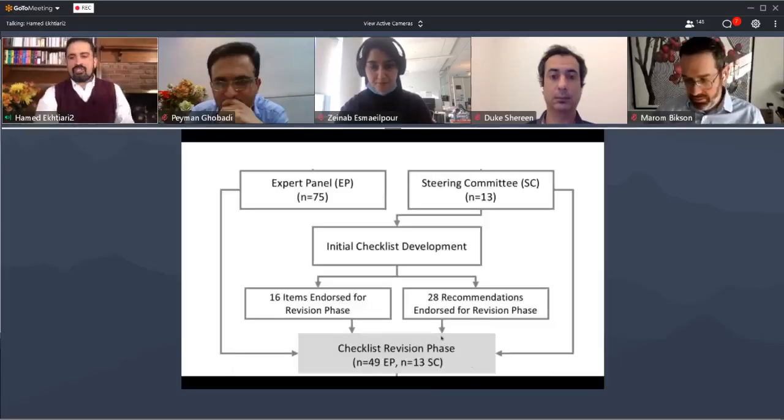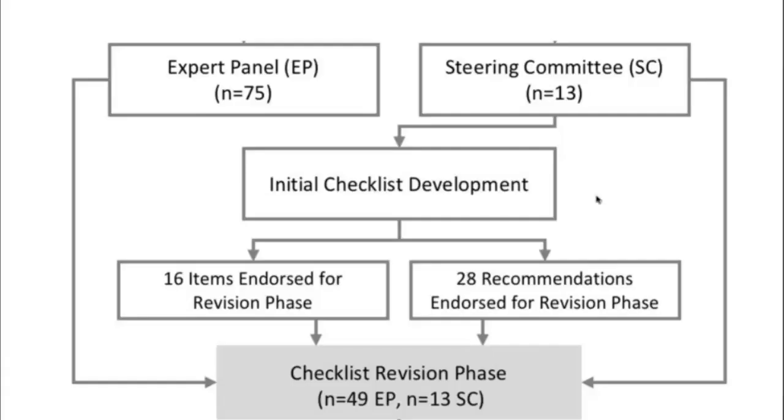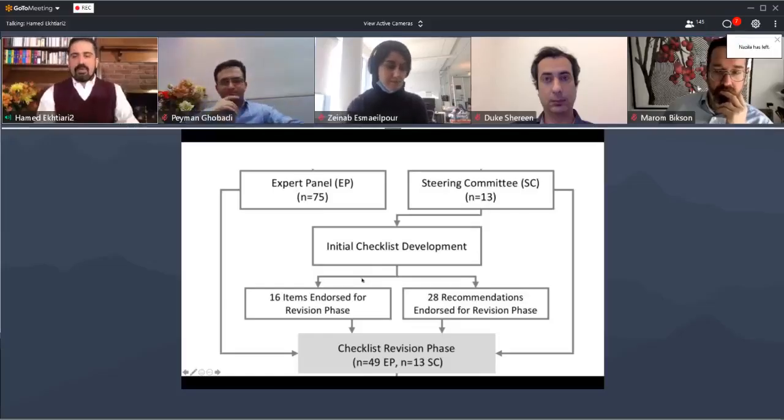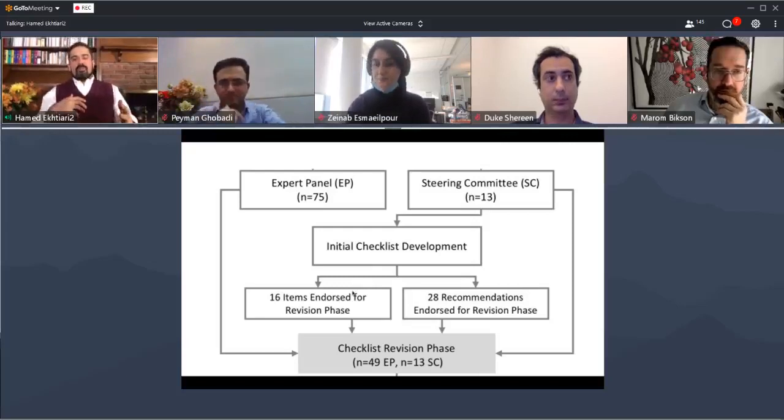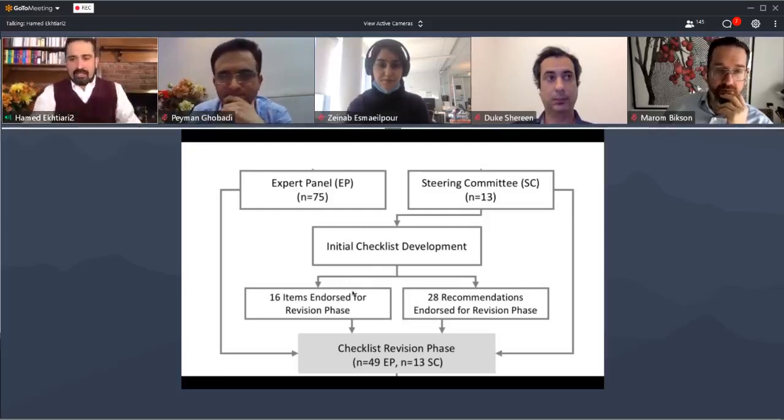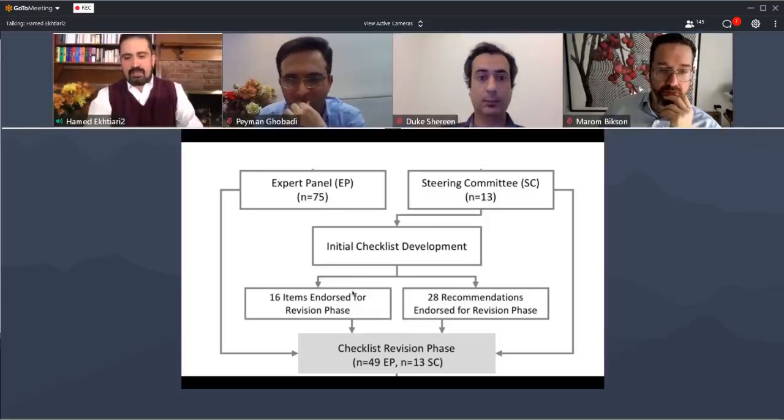And then we developed an initial draft of the checklist within the steering committee in terms of the items that have to be reported, and also some additional recommendations. And then we shared these items and recommendations with the expert panel, and also asked the steering committee members to add their thoughts on revision. So we had a back and forth process, making sure that people would add their comments and thoughts. And we received feedback from 49 expert panel members and also 13 steering committee members.